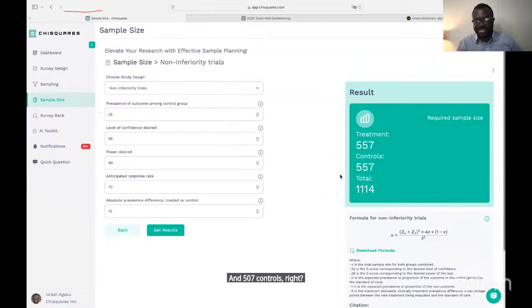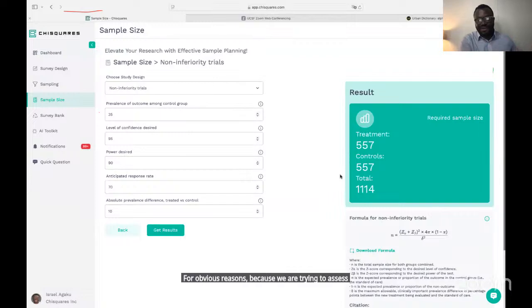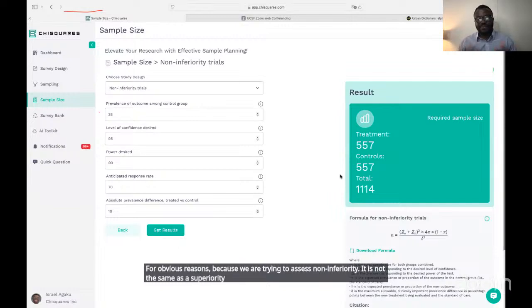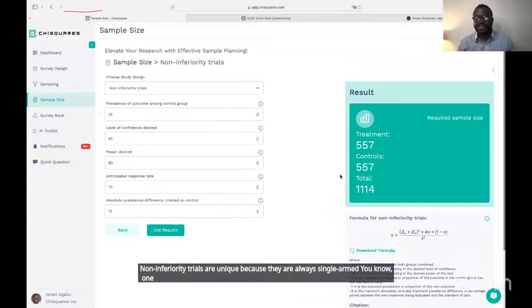Now, it's very important to also acknowledge that a non-inferiority trial is always a one-sided study for obvious reasons, because we are trying to assess non-inferiority. It is not the same as a superiority trial where we are open to looking at whether the results go either direction. Non-inferiority trials are unique because they are always one-sided, in a single direction, and that direction is non-inferiority.